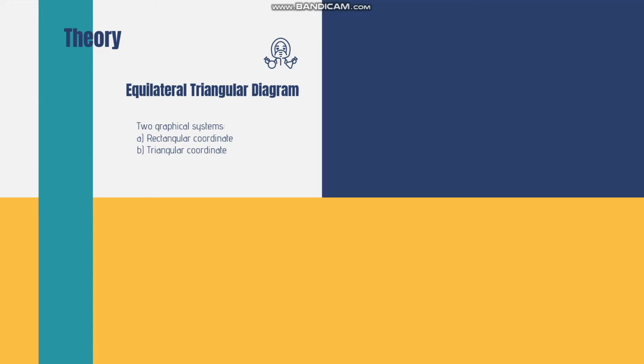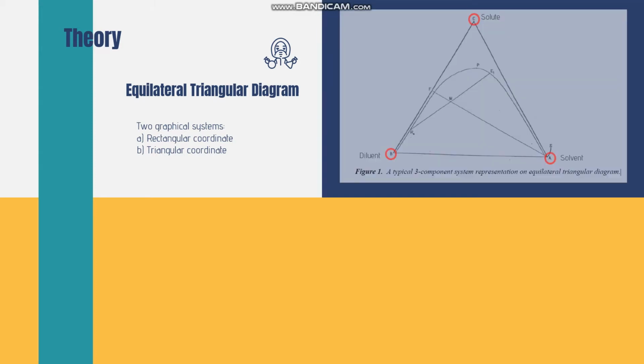Since liquid-liquid extraction generally involves a three-component system, a graphical representation of the liquid mixture is usually employed. There are two types of graphical systems: the rectangular coordinate and the triangular coordinate. As you can see, this is a typical three-component system represented on an equilateral triangular diagram. The three vertices, namely A, B, and C, are represented by the solvent, diluent, and solute.